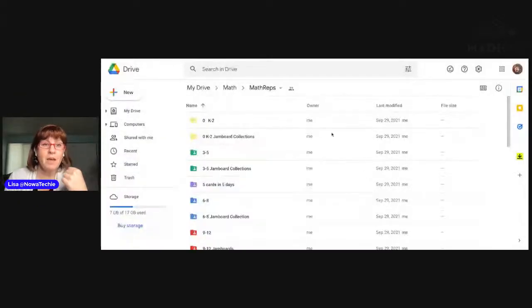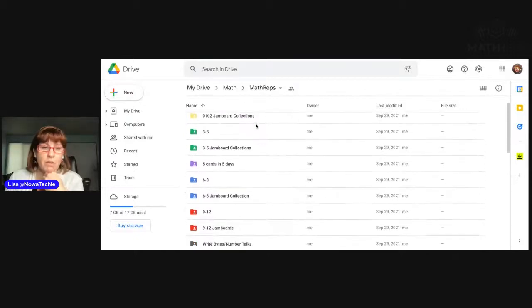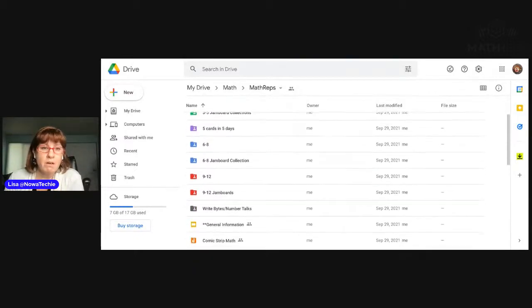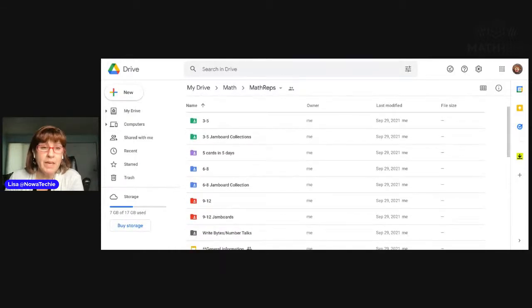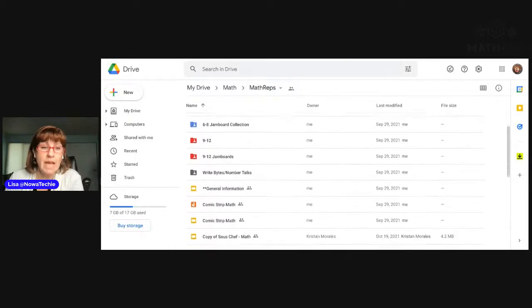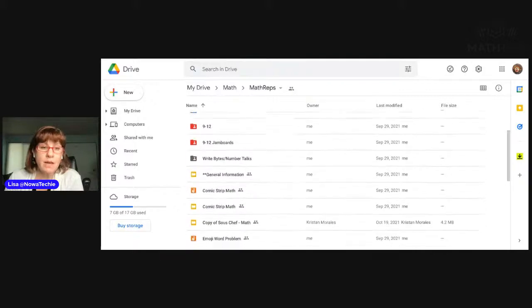I'm going to share my screen, and it's going to ask which screen do you want to share? I'm going to share a tab. Math reps. There we go. We're going to share that one. All right, so this is in my Google Drive, obviously. So these are all of the math things that are in there. You can find everything at mathreps.com. But as you can see, there's a whole bunch of things, and there's more than just the actual math reps.